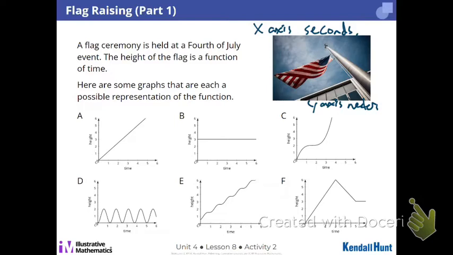All right, B. The flag stayed at 3 meters the entire time. Yeah, half mast, never moved, the whole time. C. The guy raised it up 2 meters, then took a little break, and then he cranked it until 6 meters in 3.5 seconds. Yeah, I took a little break in the middle there.